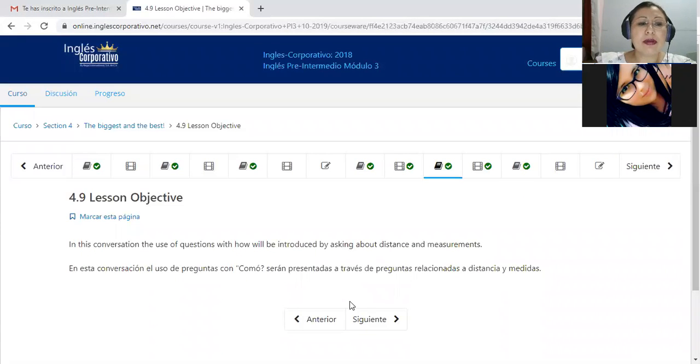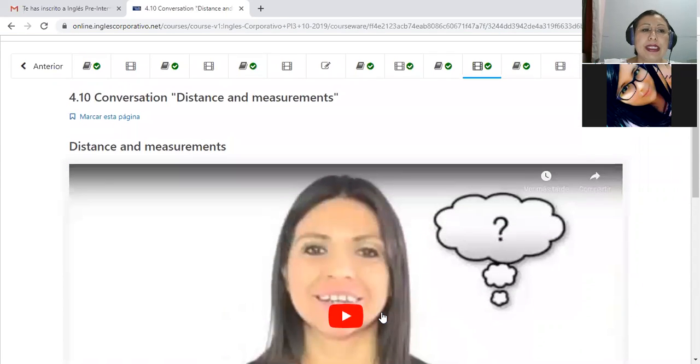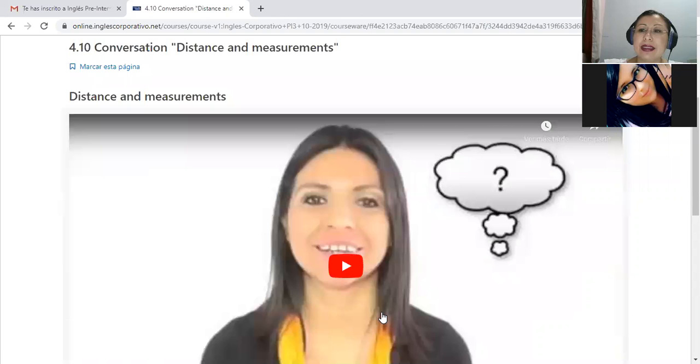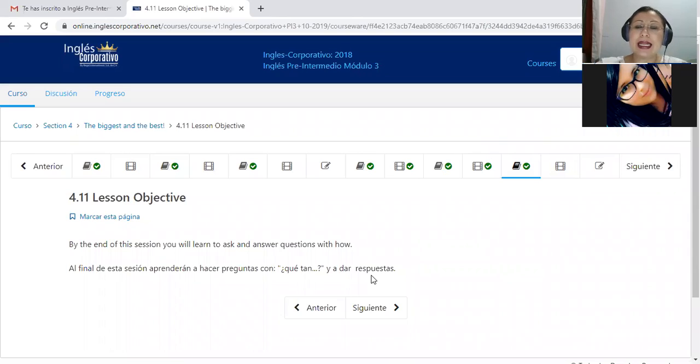4.9 says in this conversation, we will learn the use of questions with how. And then they will be introduced by asking questions about distance and measurements. Measurements are medidas, okay? So here you have in 4.10, conversation about distance and measurement. Basically, I will focus on 4.11 that says, by the end of this session, you will learn to ask and answer questions with how. So that's what we are going to do today.